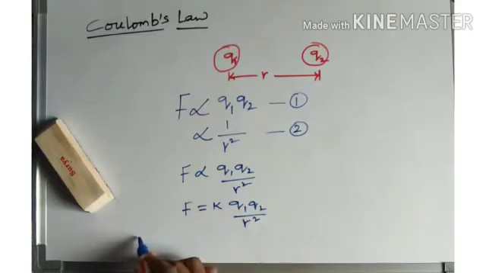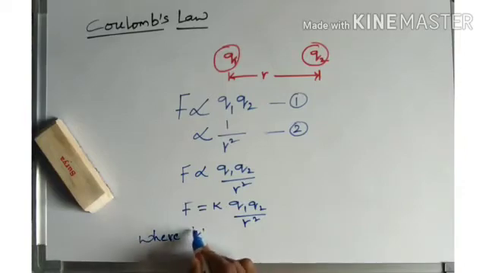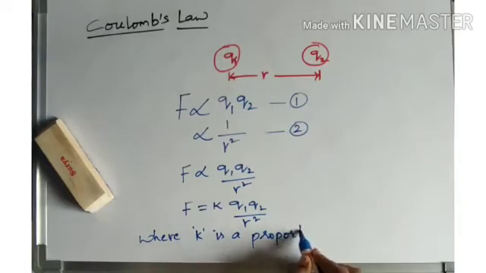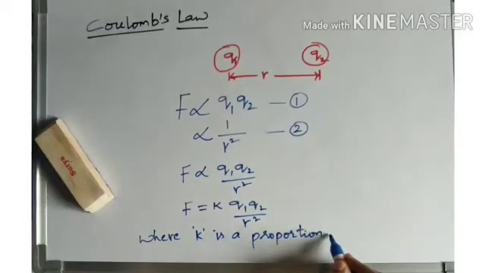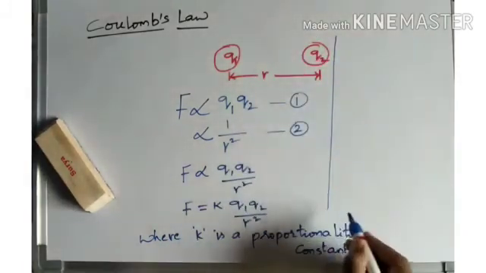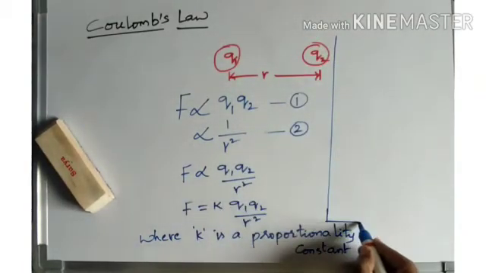So what is this K? Where K is a proportionality constant. So what is this proportionality constant? We'll just look at its value also.